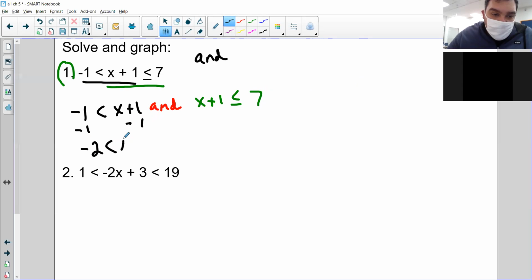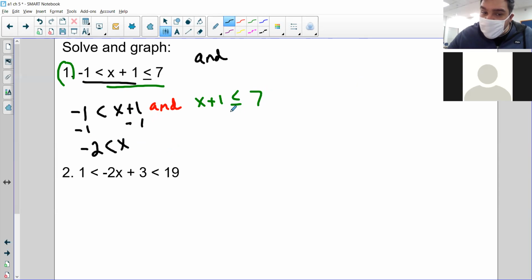-2 is less than x. Over here on the left. Wouldn't you have to add 1 to the... No, it's minus 1, you're doing it to the other side. My bad, I thought you were doing it to the left side. No problem, no problem. And then here, I'm going to subtract 1, subtract 1.